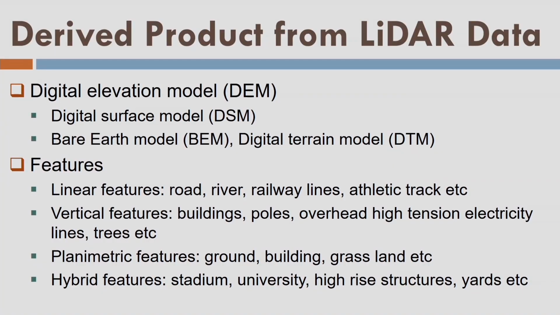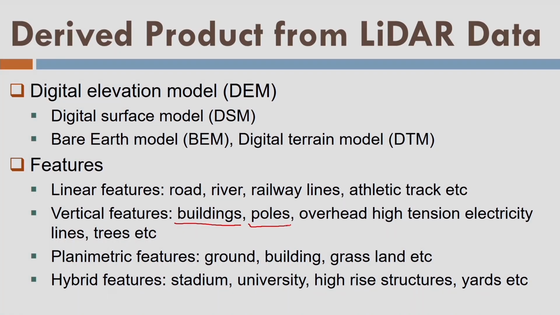Let us start with what the features are. We have linear features like road, river, railway lines, athletic track, etc. We have vertical features, for example, buildings, that means they are growing more in the vertical direction compared to the horizontal direction. Then we have electric poles or telephone poles. Then we have overhead high tension electricity wires or lines. Then we have trees also. So these are vertical features.